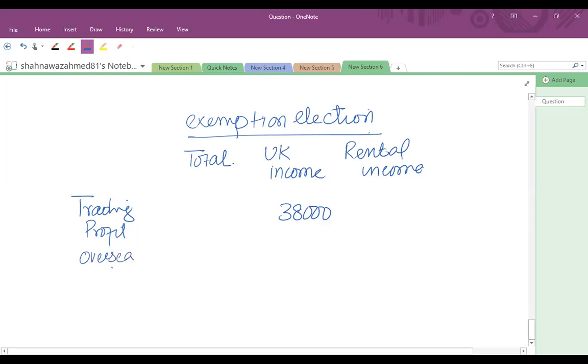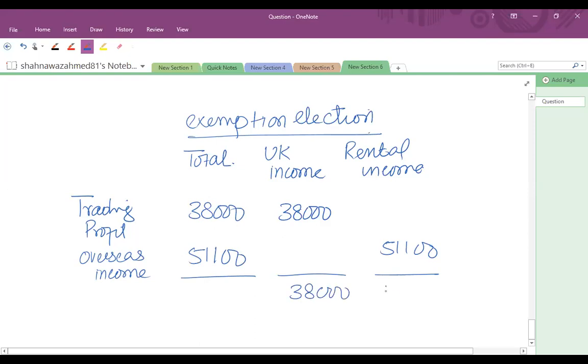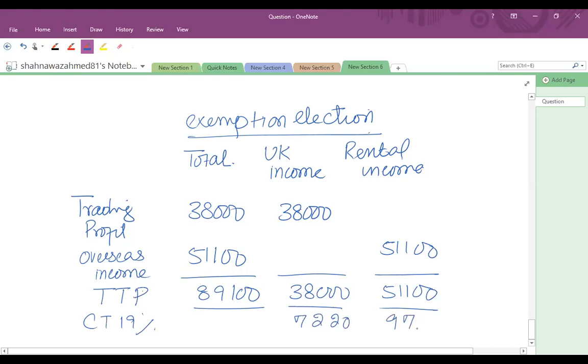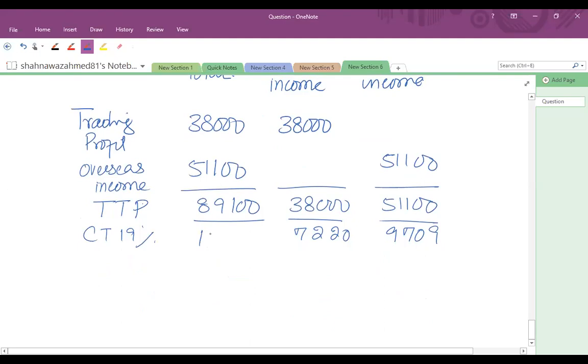So the overseas income, the gross up value as in the previous example. We have 38,000 total, and 51,100. As a result, we have total income of 38,000 and 51,100, that is 89,100. This is TTP. Now let's apply the UK corporate tax at the rate of 19%. So it's 7,220 and 9,709. The total is 16,929.